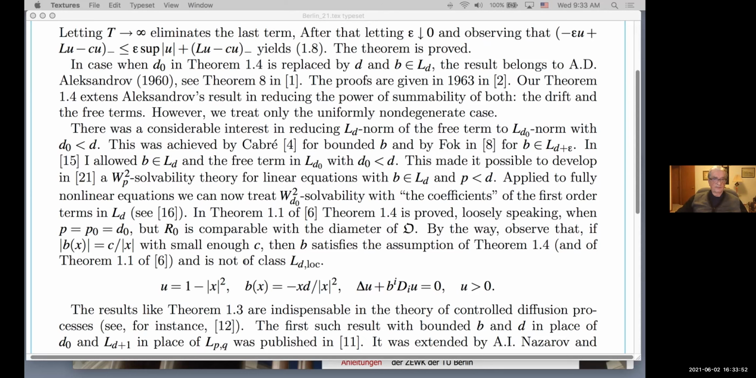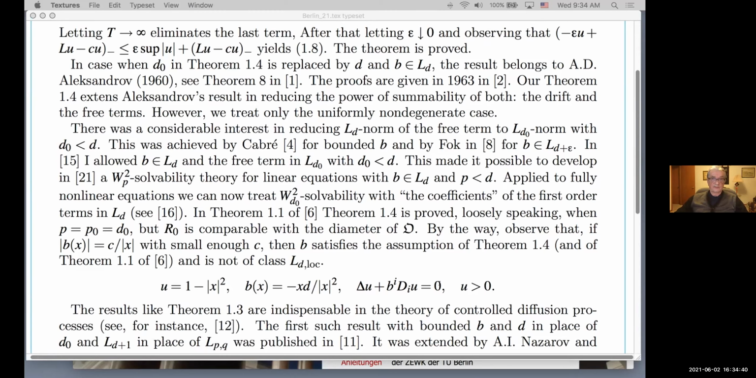And even more, look at this situation. Take U to be 1 minus absolute value of x squared, so that this function in the ball of radius 1 is strictly bigger than 0, and on the boundary it is 0. Take this B, so that the absolute value of B will be equal to this one with C equal to D. Then a very simple computation shows that this holds, and U is 0 on the boundary.